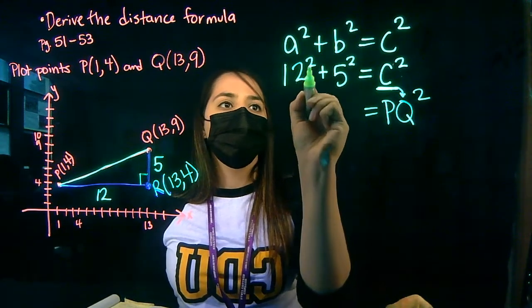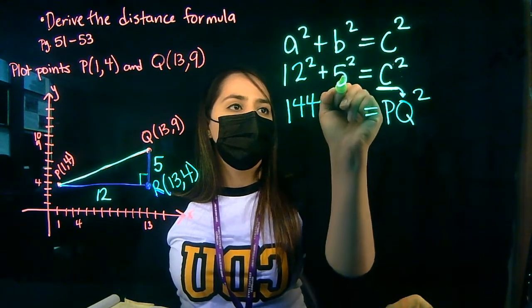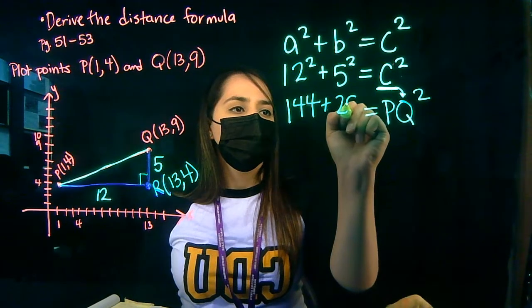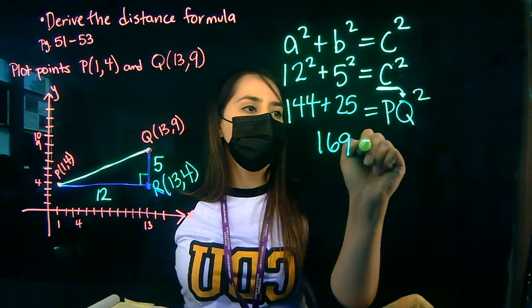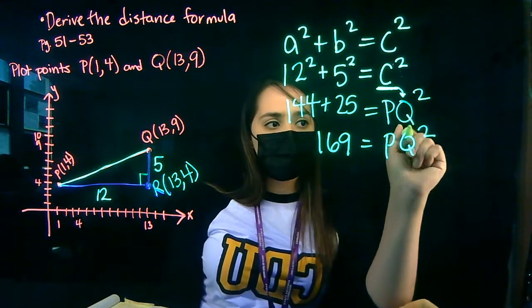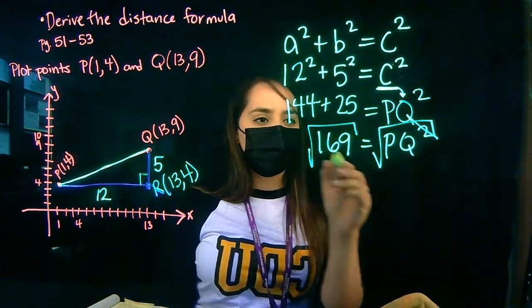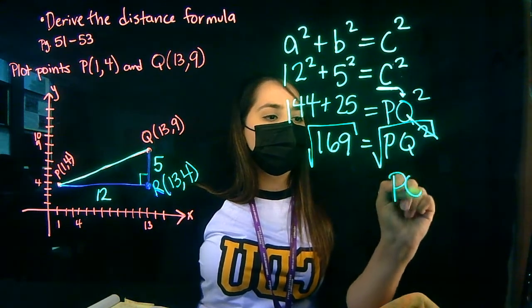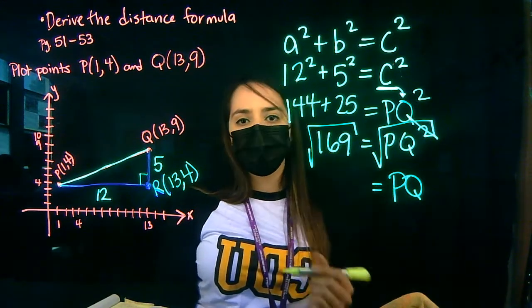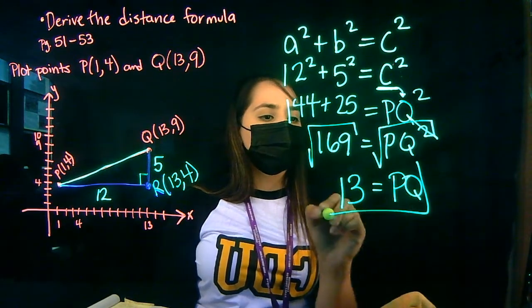Okay, cool. What's 12 squared? 144. And then 5 squared is 25. So that's 169 added together. We have PQ squared. The inverse operation of squaring a number is square rooting that number. And I am going quickly because I don't want the video to be too long. So now I have PQ equals the square root of 169, which is, does anyone know it? 13.